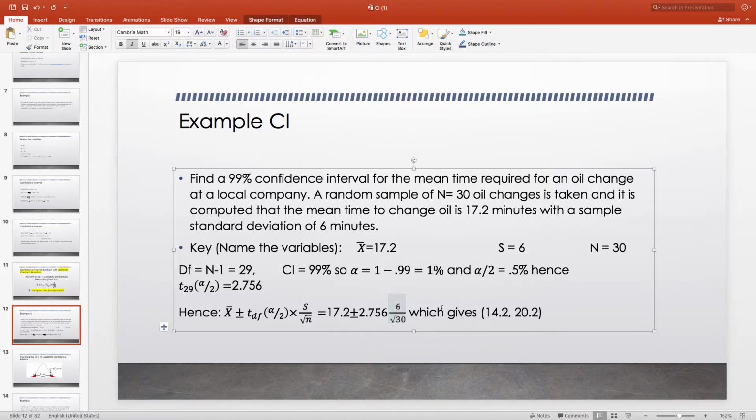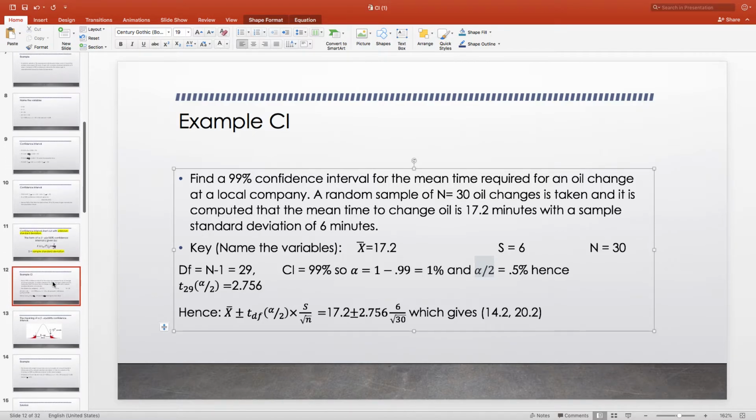So it says you would expect that the mean would be contained between 14.2 minutes and 20.2 minutes for an oil change, okay? And so this gives you an idea of the population average time required to change an oil, okay? Now, one thing that I want to point out is that the confidence interval is 99%, and alpha is 1%, so alpha over 2 is 0.5%.